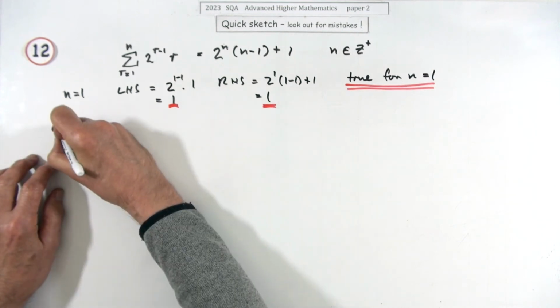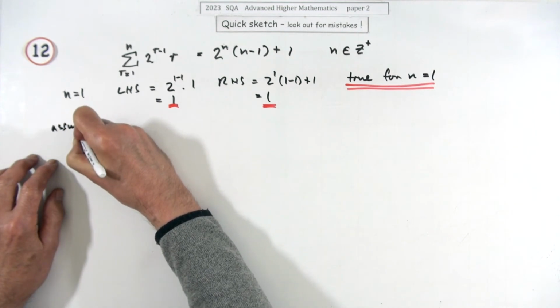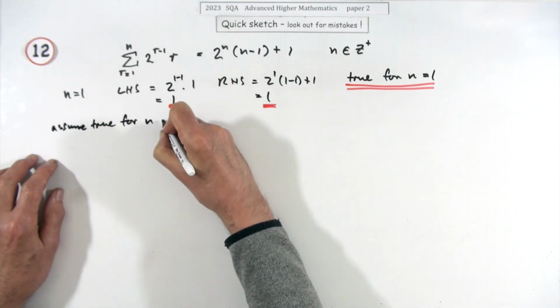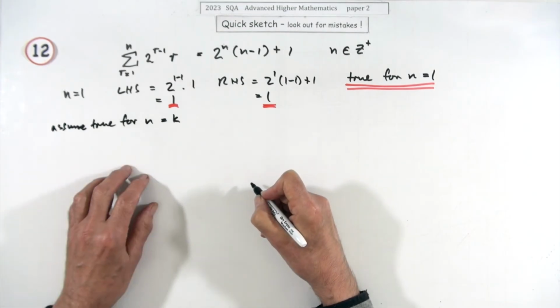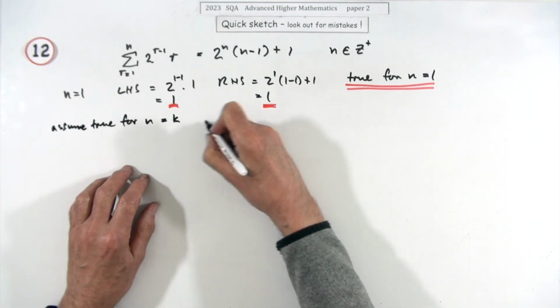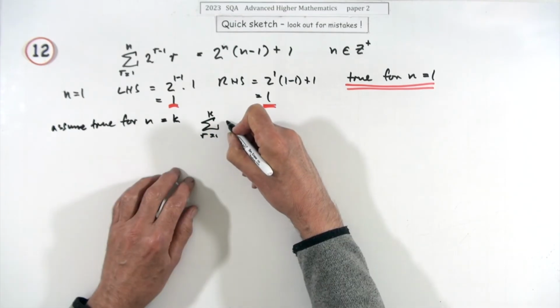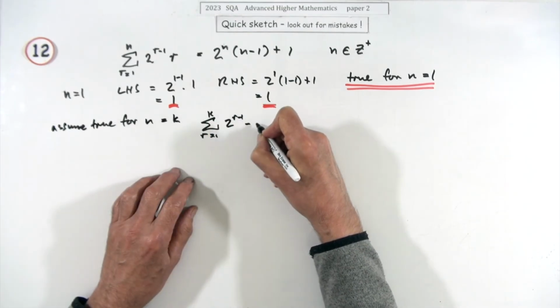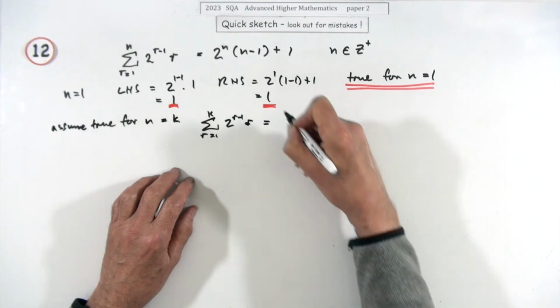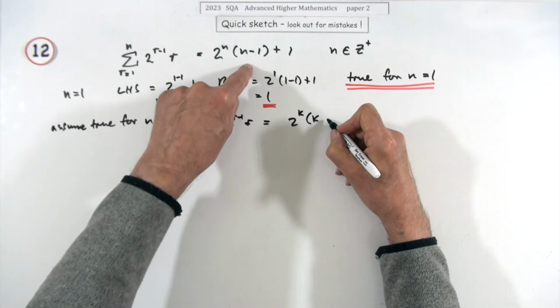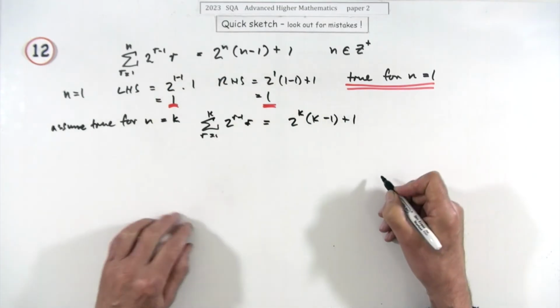So what you do is you assume it's true somewhere further on for n equals some random number k. Now if that's the case, that means that the sum from r equals 1 to k of 2 to the r minus 1 times r should produce the result 2 to the k minus 1 plus 1.